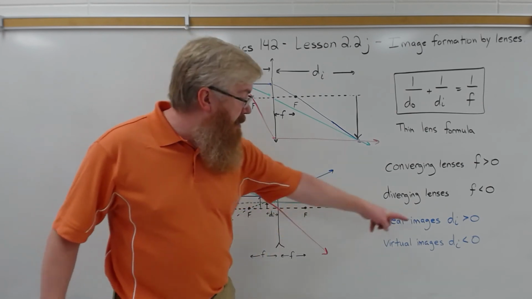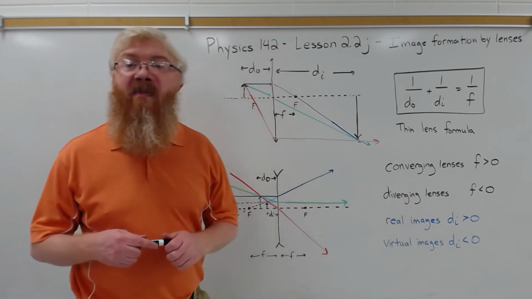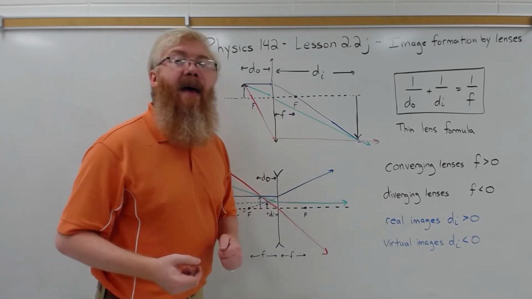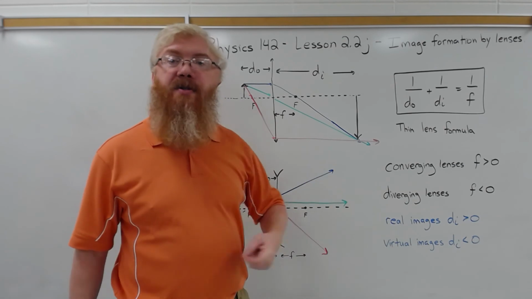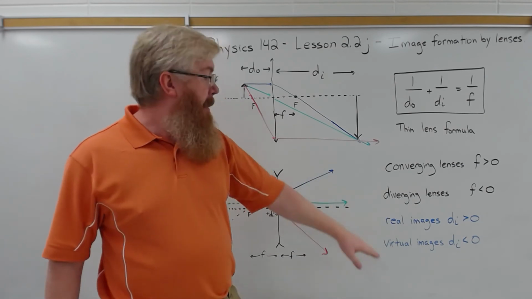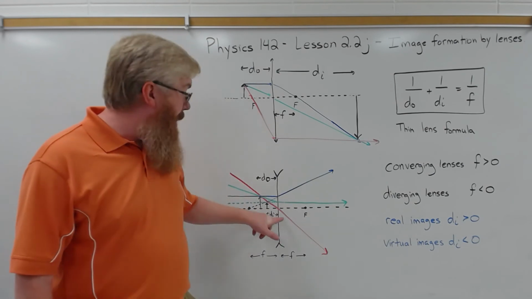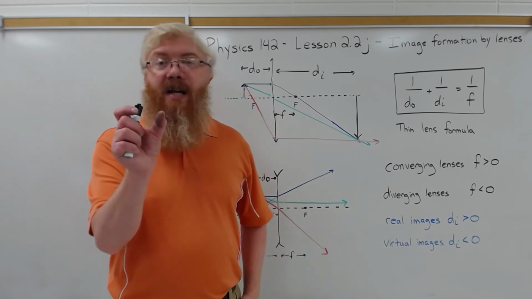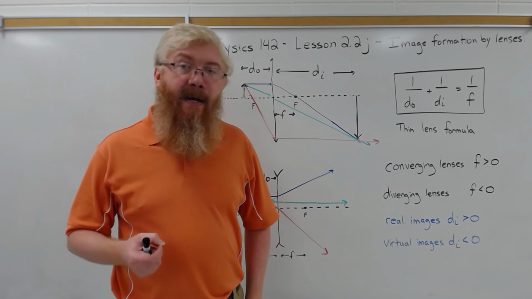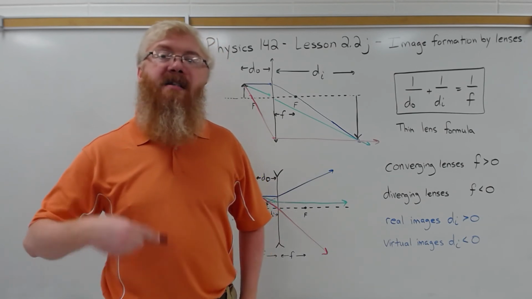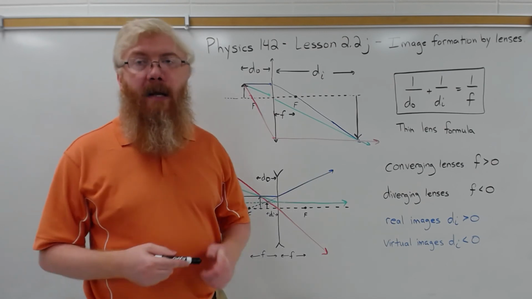So let's say your image distance is plus 5 centimeters. It just means you're 5 centimeters from the lens and the rays really converge there. It's a real image. If you end up with negative 5 centimeters, that means that the image is still 5 centimeters from the lens. It's just that the rays don't really converge there. It's a virtual image 5 centimeters from the lens.